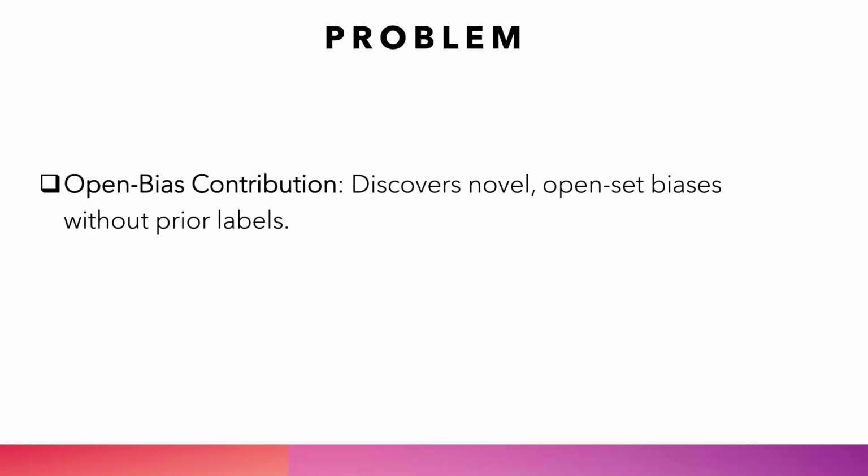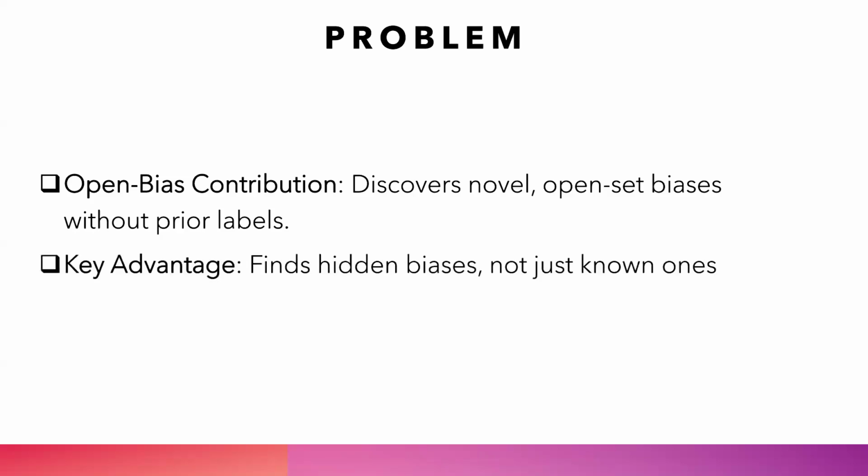So let's see, the paper proposes open set biases, like it just discovers and quantifies novel biases. It does not rely on the predefined bias sets. This problem is important because in AI, biases are being detected very quickly, and we need to know more about the hidden biases as well.